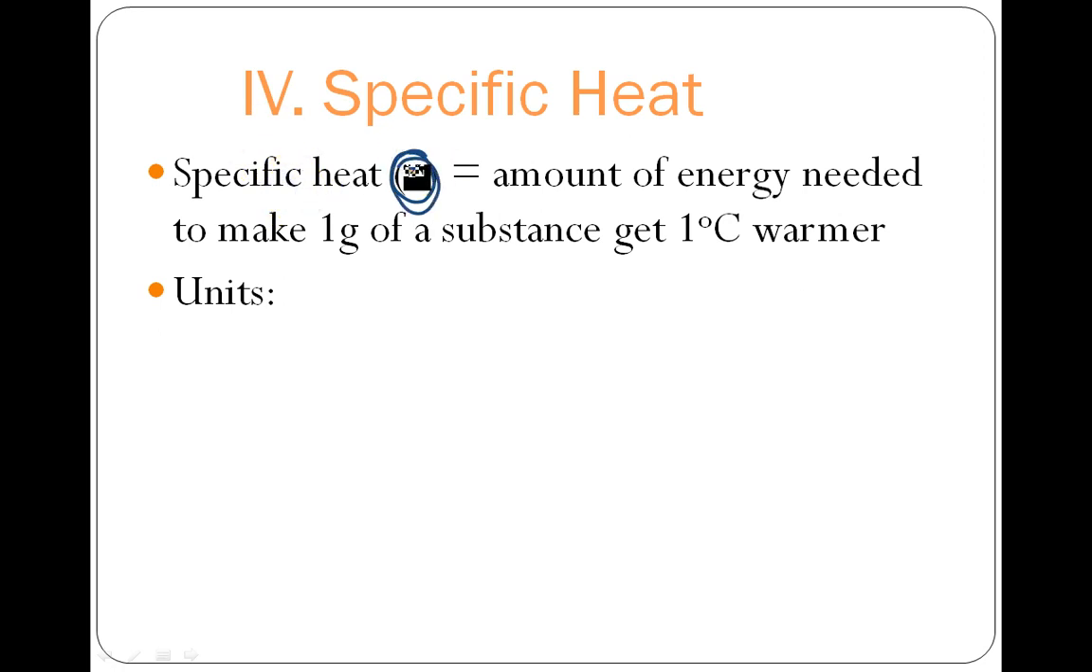Now, your textbook actually uses the letter S for specific heat. You probably won't see that in any other chemistry course that you take later, and personally I prefer C, so that's what we're going to be using. Don't confuse C with calories though, because the units for specific heat are going to be more complex. Because it's the amount of energy, remember energy can either be calories or joules, needed to make 1 gram get 1 degree Celsius warmer, your units are going to be calories per gram times degree Celsius, or joules per gram degrees Celsius. So either of those two units will work as your specific heat.